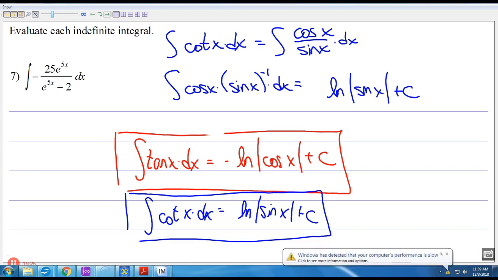Yeah, so if you have flashcards, I know a lot of you have flashcards. Put those two on there right now.